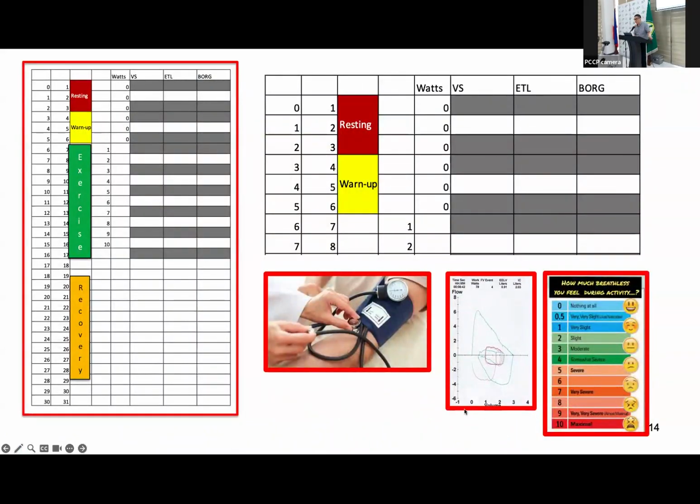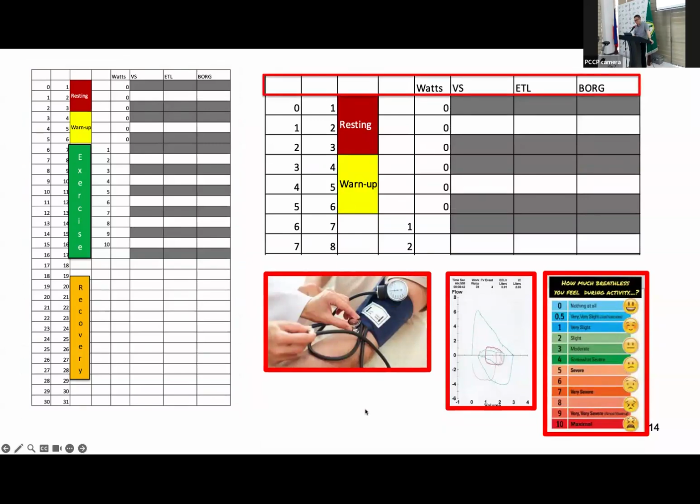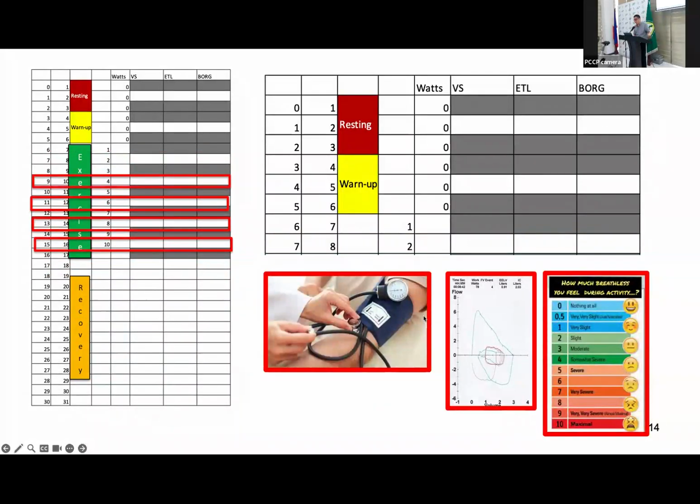So this is an example of the monitoring sheet that we use in our institution. Okay, you have the different stages wherein we measure the work rate. We record the vital signs, the exercise tidal loop, and the Borg scale. So we do that at some stages, and we do it more frequently during the exercise testing, depending on what you're trying to find out.